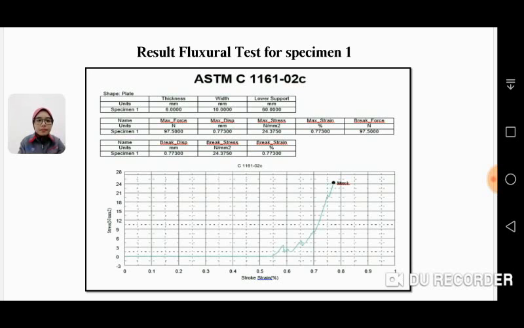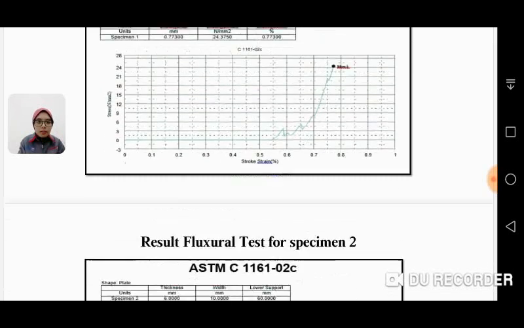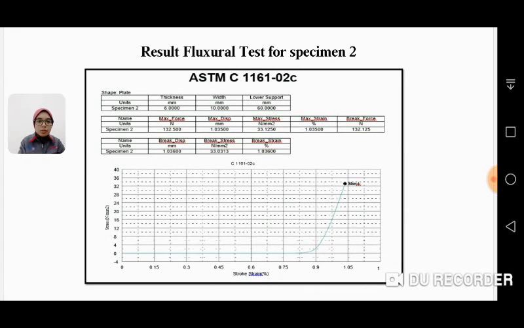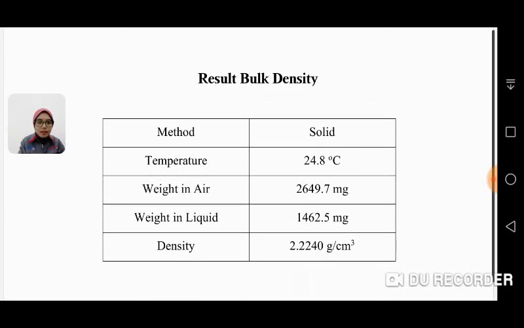For specimen 2, there is no crack during the flexural test. So this is the result for bulk density.